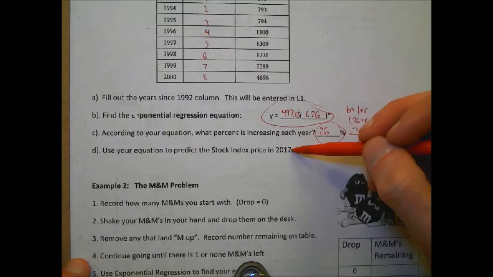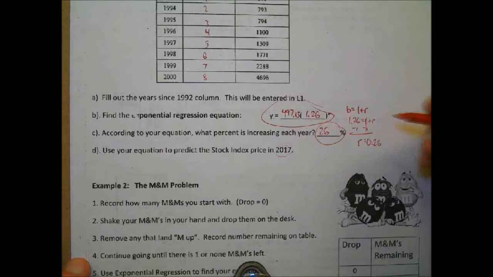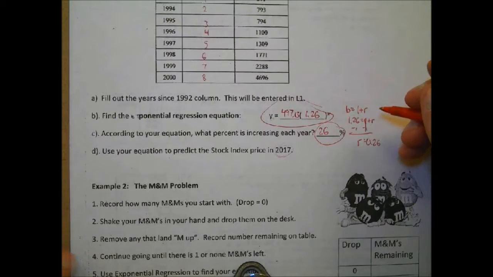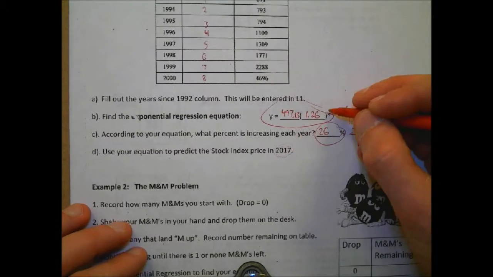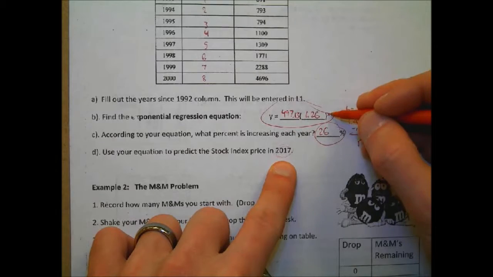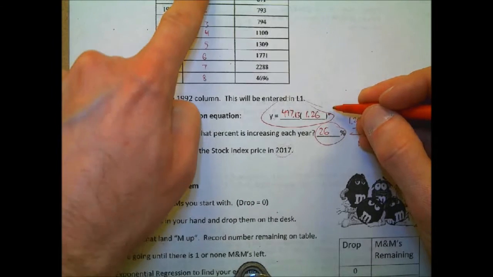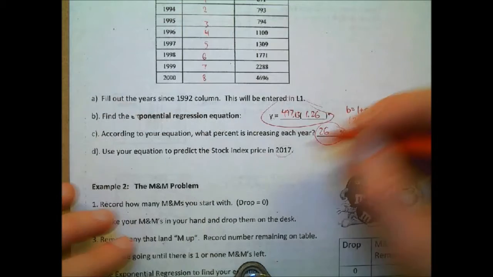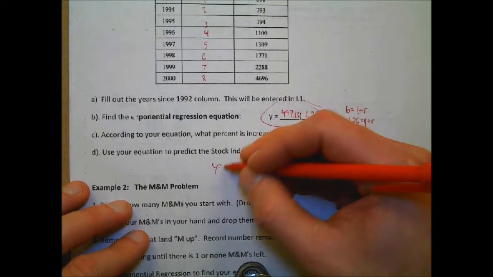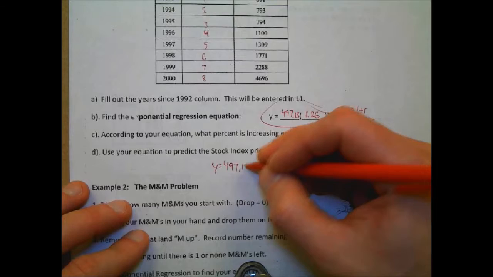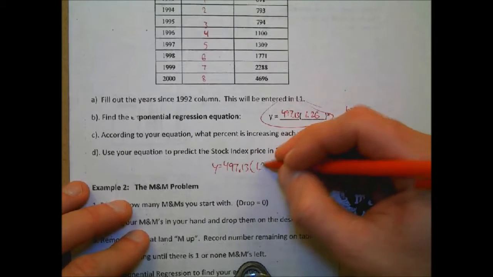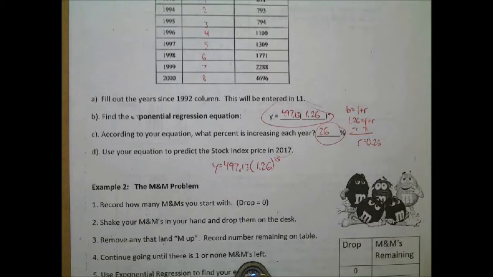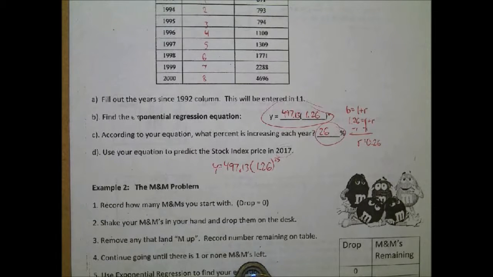So how many years from 1992 is 2017? 25. Very good. So we're going to put 25 in for X. Don't put 2017 in for X. X is not the years. X is the number of years since 1992. So we'll say Y equals 497.13 times 1.26 to the 25th power. Please make sure you use parentheses. It's a very large number.